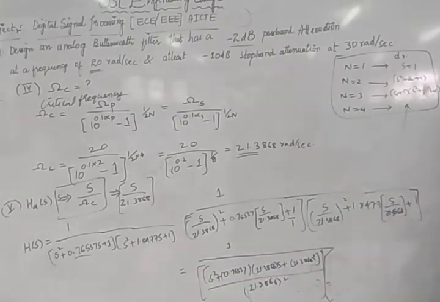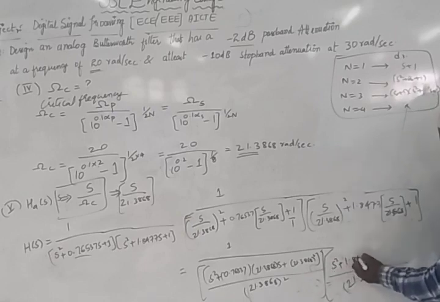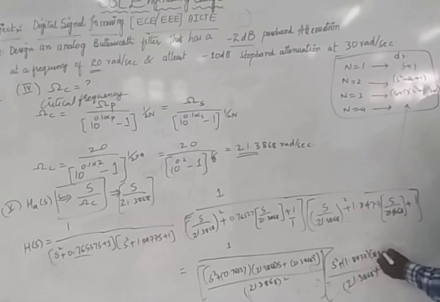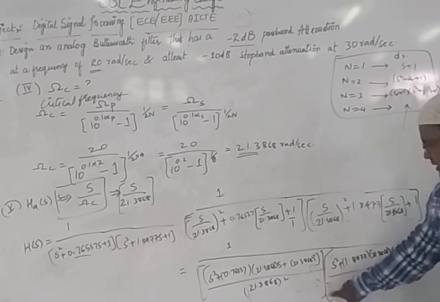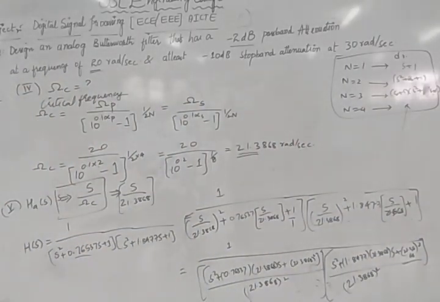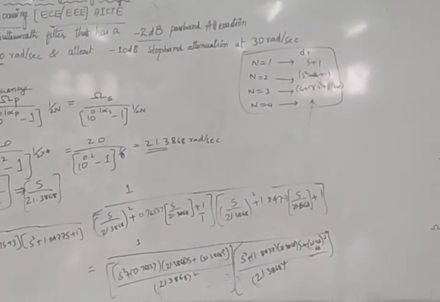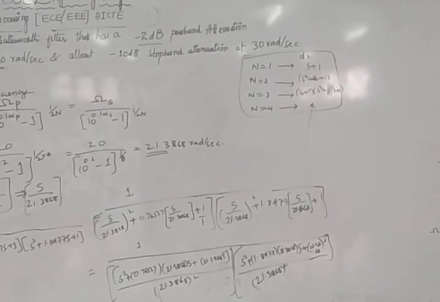Similarly, we can write the second factor the same way. Put this in root, 21.3868 whole square. This S square is as it is, and this value 1.8477 into 21.3868 plus S is there, plus 1, which is what now? 21.3868 square. This is the value. Now this is in the denominator. These two values will come into the numerator. So what will I get as the answer? Put this in the calculator. Division by division will come as multiplication. So we will solve that one and find the value. Before doing it, just note this down. Then I'll proceed with the complete solution.